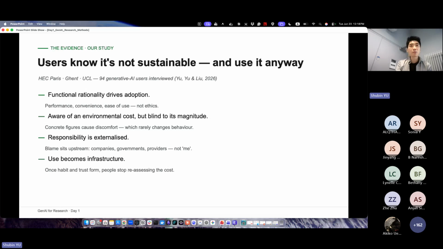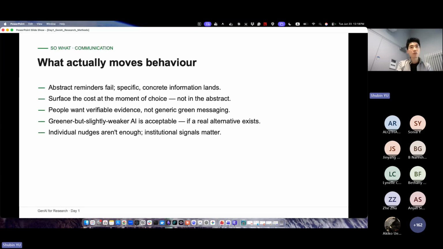We found some good news. They are willing to change if you can find an alternative for them, and this alternative needs to be more or less comparable in performance. For example, if you tell them GPT is not sustainable and they can use Gemini, they are probably happy about it, because you provide an alternative and the performance of these two models is not hugely different.